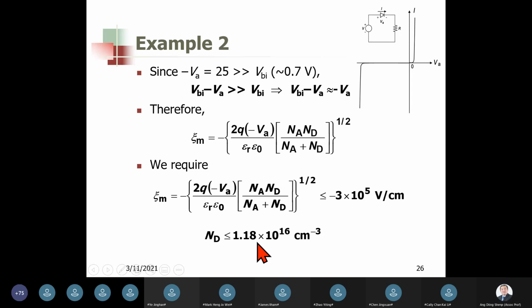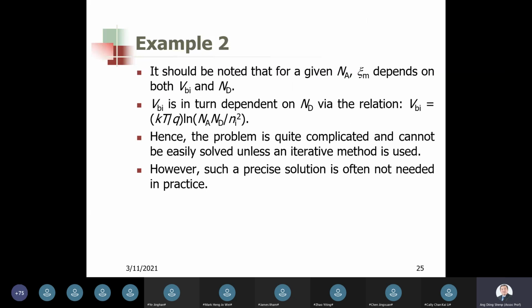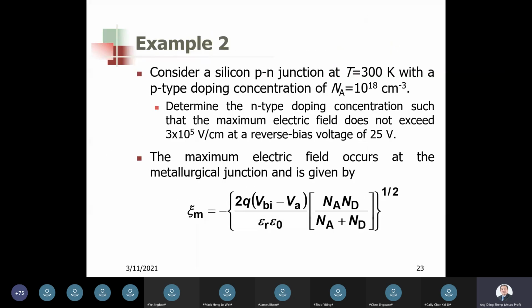Okay, now this example also gives you practice on how you can design the PN junction to fulfill certain requirements, right? You can think of this example as a design question where you're asked to design a PN junction where the P-type doping is known, but the N-type doping is not known, such that you fulfill this condition here, where the maximum electric field cannot exceed this value under a reverse bias voltage of 25 volts.